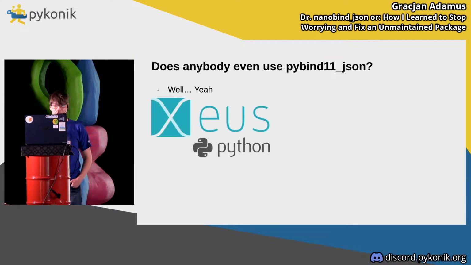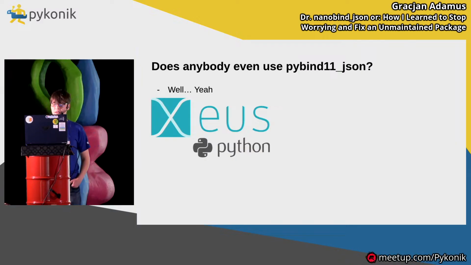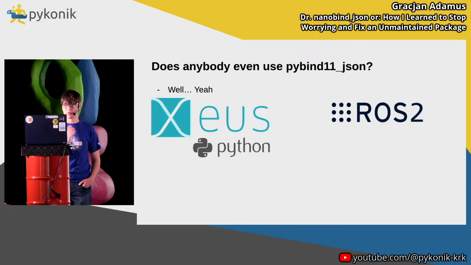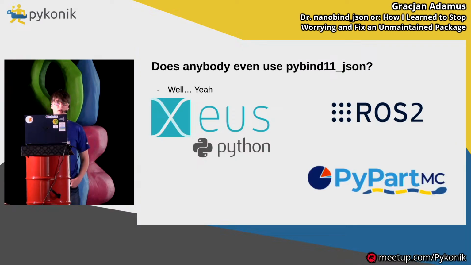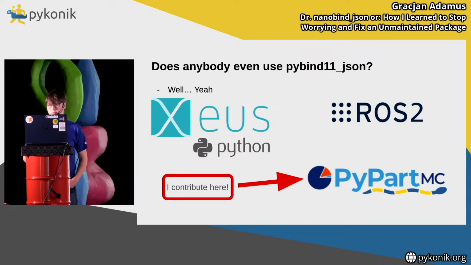I think the most interesting one is Xeus-Python. Xeus is an alternative kernel for Jupyter notebooks, developed by, unfortunately, I don't remember who, but they use it in their Python implementation because actually Xeus also provides a kernel for C++, which is interesting. The Robot Operating System that I mentioned earlier also uses pybind11_json for passing internal configurations. And also PyBartMC, to which I am a contributor. And actually, this is the whole reason why I even touched that package and had to fix it.